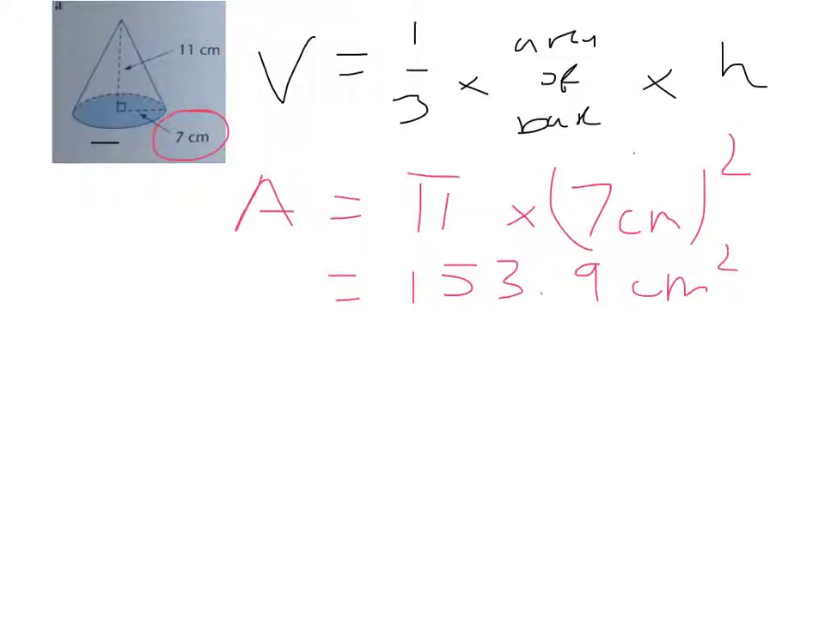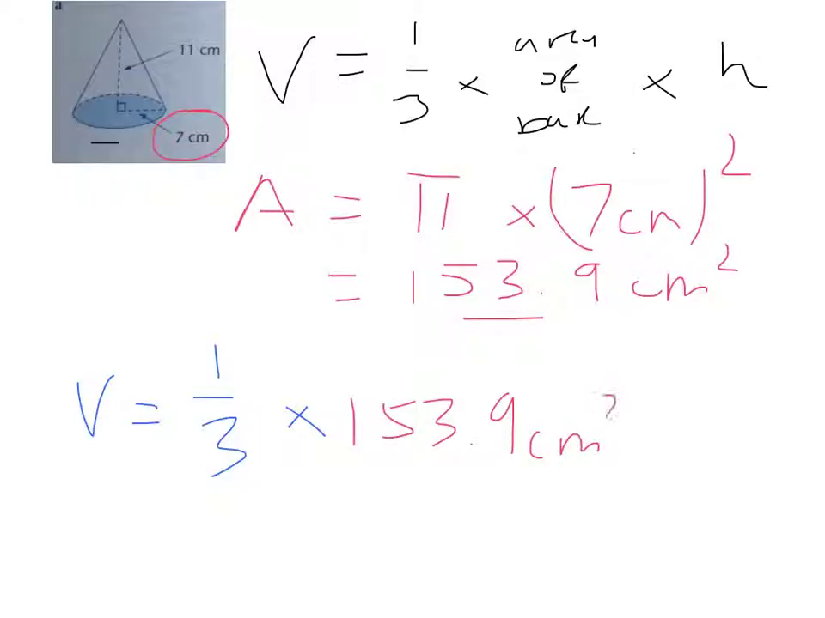Remember, we're trying to get the volume, so the whole volume of the whole cone would be 1 over 3 times 153.9, because that was the area of the circle, and we have to times that by the height, which in this case is going to be 11 centimeters. So now all we have to do is put all that in our calculator.